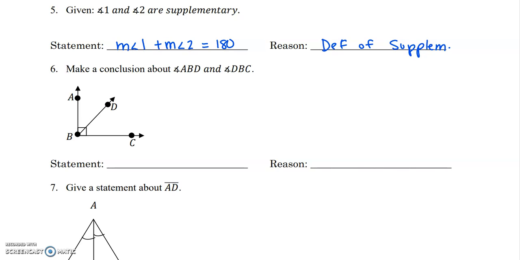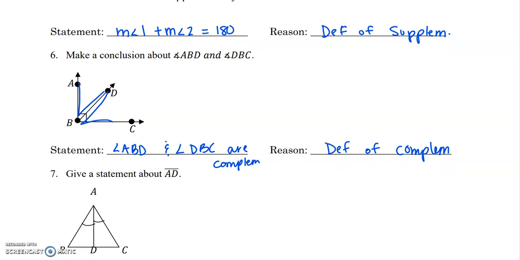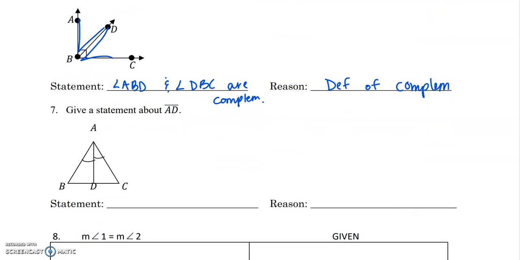Next up, make a conclusion about these angles. Well, together they form 90, and we know two angles that add up to 90. Definition of complementary. So that would mean that angle ABD, this one right here, and angle DBC are complementary. And you could add them and set them equal to 90, and that could also be the same reason.